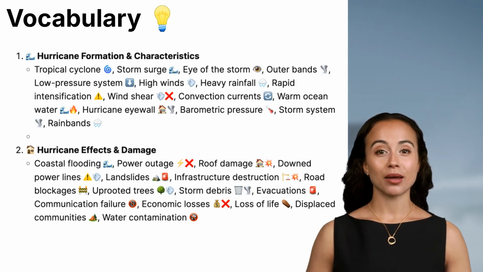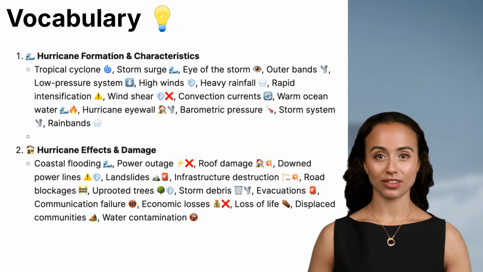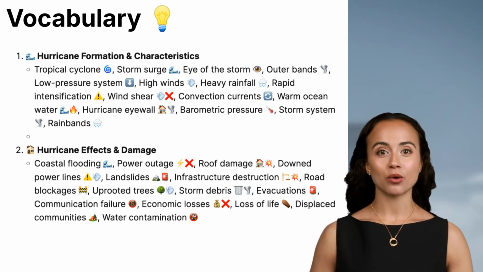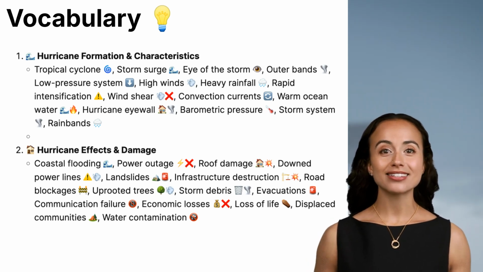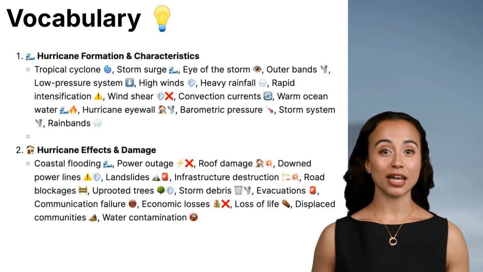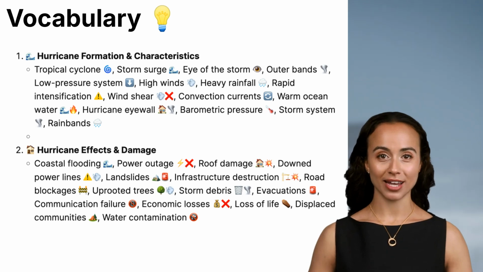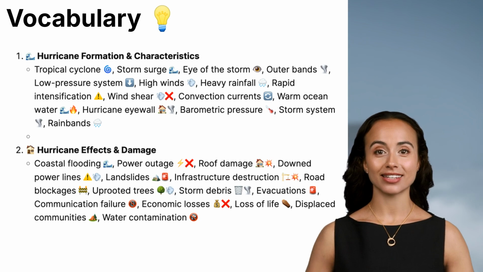Barometric pressure, a measure of atmospheric pressure. Hurricanes have very low barometric pressure. Storm system, a large-scale weather disturbance that includes hurricanes, cyclones, and typhoons. Rain bands, the spiral arms of a hurricane, where heavy rain and strong winds occur. 2. Hurricane effects and damage.